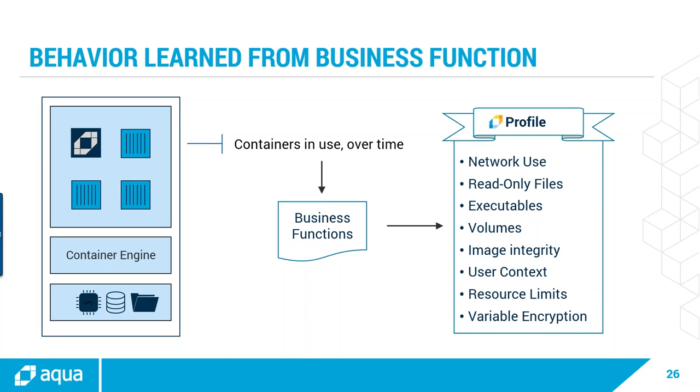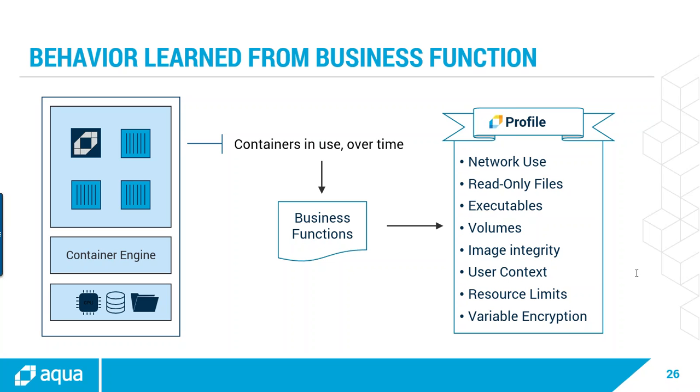If we look at a specific container over time, we can see what its network use patterns are, what read-only files it accesses. We can look at whether it's running executables and which executables it's permitted to run, what storage volumes it accesses, the image integrity itself, and user context, so what users are allowed to run it.